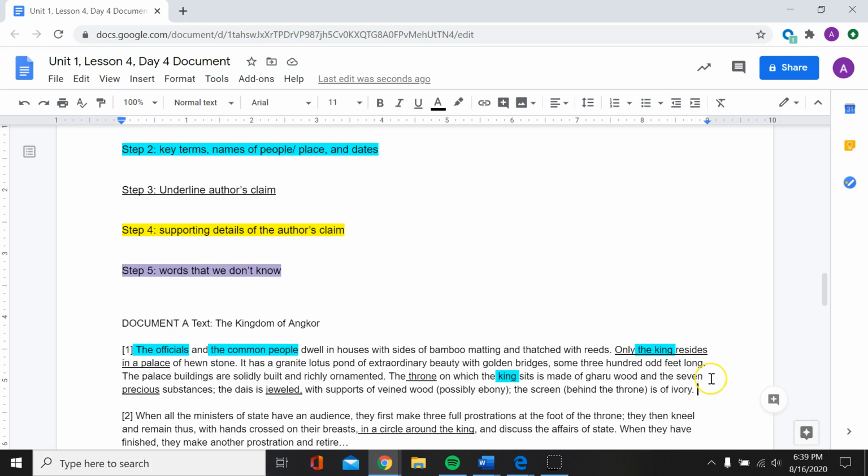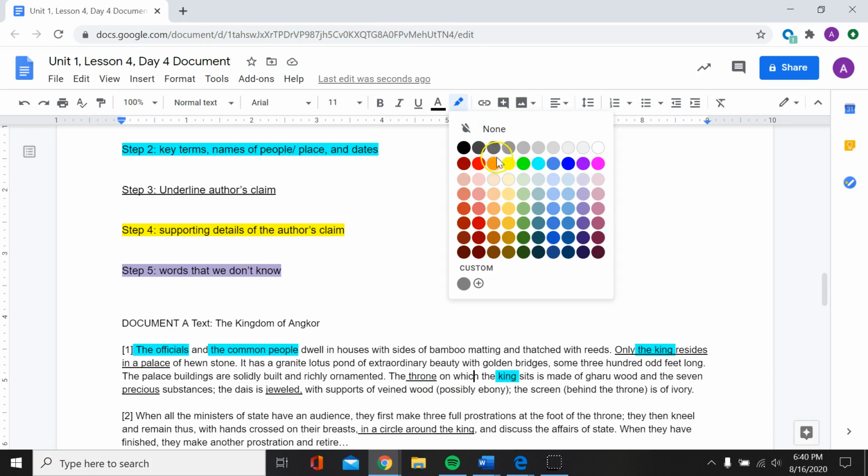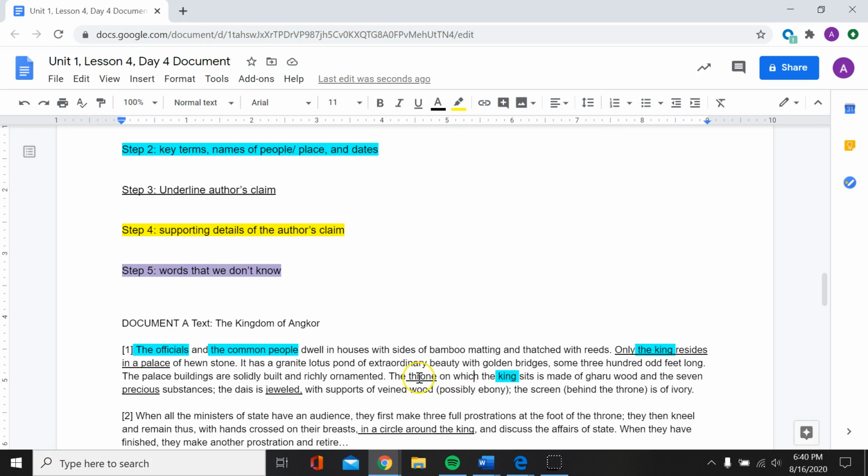So I can assume that this entire thing will be about the king, which means my main idea, or the main claim of the author, is going to be only the king resides in a palace. Again, because that's just our main focus in here. Alright, our supporting details of the author's claim. Well, I already have the claim, but you guys will see that I underlined different parts of this too. And that is because those are our supporting details.